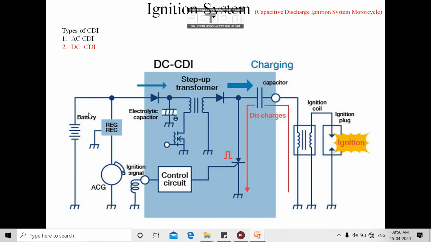So if I cut the battery supply here, then due to the ACG the vehicle may still run. And if I cut the AC generator, suppose I cut this wire of the ACG, then also my CDI unit will work and ignition will take place. So this is the advantage of this system: without the battery you can run your vehicle on the basis of the AC generator, that is magneto power generation. Or if your AC generator fails, by using the battery you can keep your vehicle running.